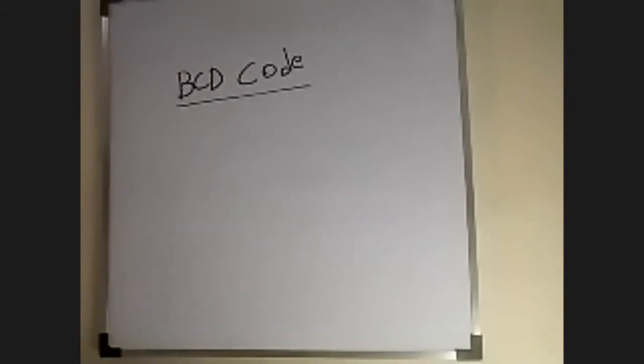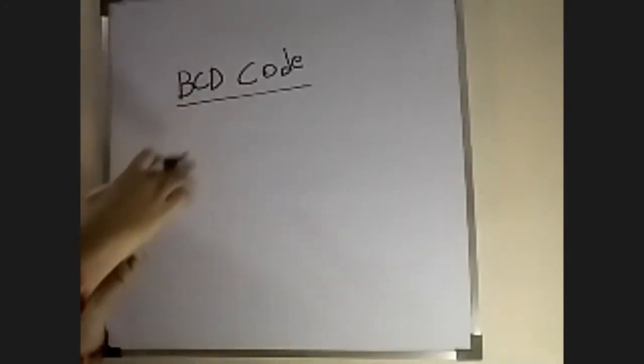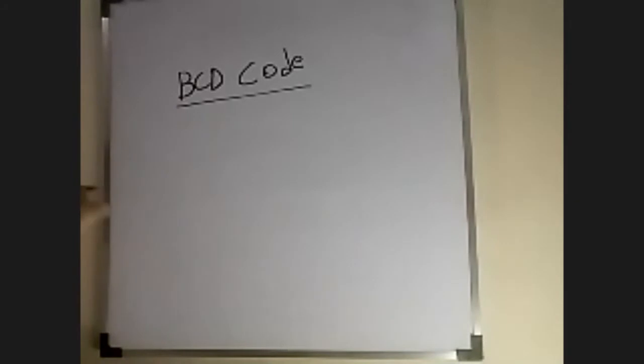BCD is nothing but binary coded decimal. Under binary coded decimal there are the 8421 code, 2421 code, and 84 minus 2 minus 1 code. All these codes come under the BCD code, but we mainly use the 8421 code. So I will draw the table format for BCD values.